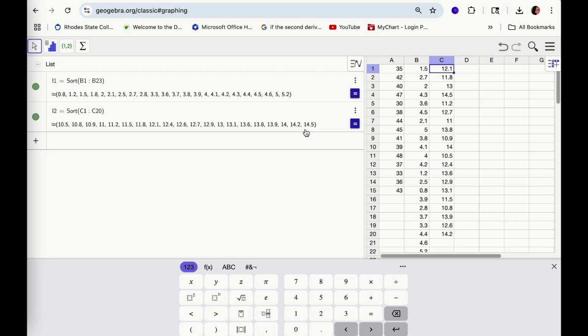We said we were looking for the data value that falls between the 14th and the 15th position. So we need to find, now that they're in order, the number that falls in the 14th and the 15th position. So we have 1, 2, 3, 4, 5, 6, 7, 8, 9, 10, 11, 12, 13, 14. So the 14th position is 13.1. And the 15th position is 13.6. So to find a value that falls between here, we're going to use the midpoint formula to find the number that falls between 13.1 and 13.6.